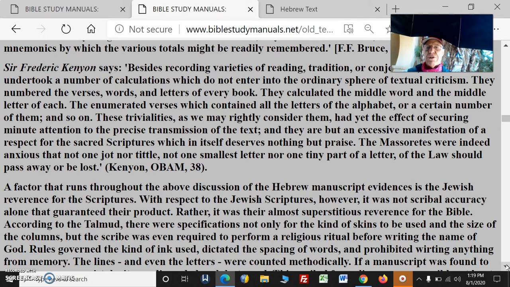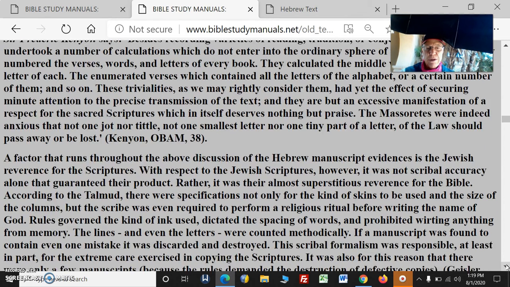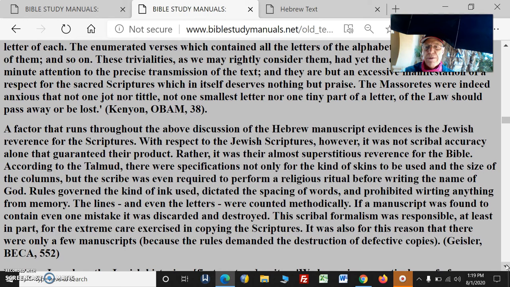A factor that runs throughout the above discussion of the Hebrew manuscript evidences is the Jewish reverence for the scriptures. With respect to the Jewish scriptures, however, it was not scribal accuracy alone that guaranteed their product. Rather, it was their utmost superstitious reverence for the Bible. According to the Talmud, there were even specifications not only for the kind of skins to be used, but the scribe was even required to perform a religious ritual before writing the name of God.